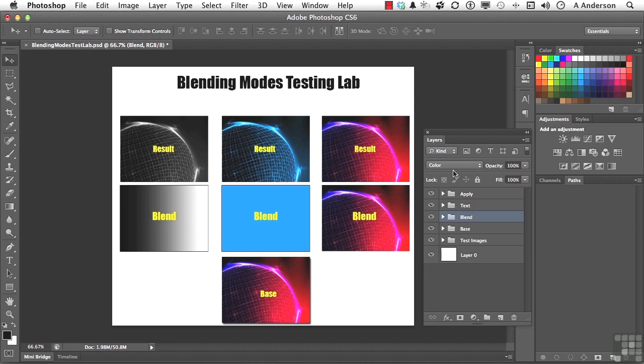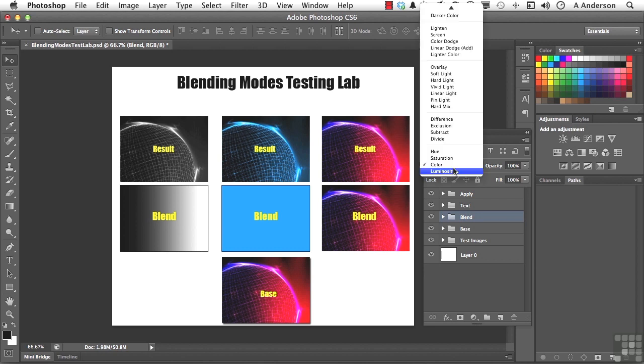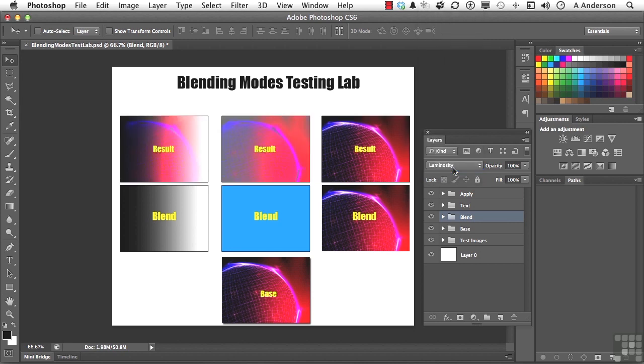The last one is luminosity. Luminosity creates a result color with the hue and saturation of the base and the luminance of the blend color. And in this case, the one that's exactly the same didn't change. But the ones where we have a blend of a solid cyan in shades of gray changed quite a bit and began overriding the colors in the original. Now let's get practical again or have some fun.